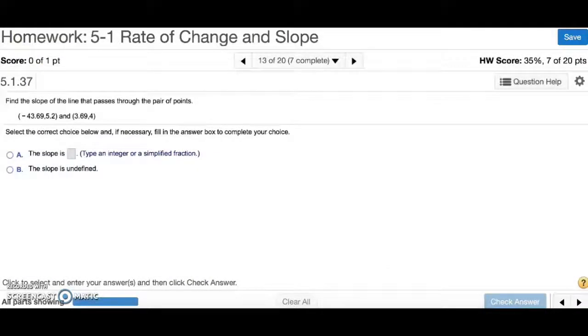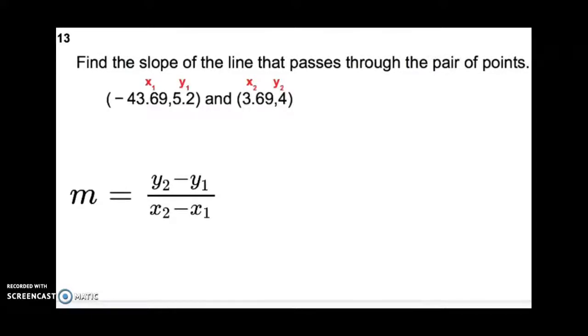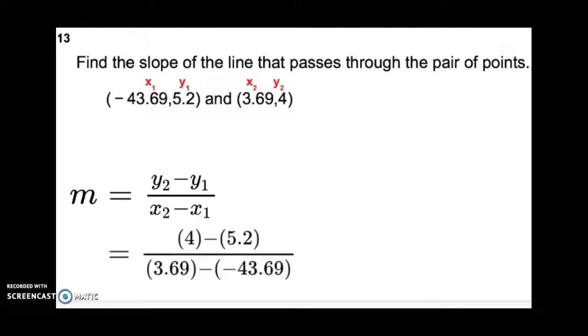13. Find the slope of the line that passes through the pair of points. So let's take a look at it. Write my slope formula and identify x1 and y1 and x2 and y2, and then substitute in. I'd like to point out, I like to use parentheses for this reason here so I don't miss a sign. Okay, so now I do my subtracting. At the bottom it becomes adding. Now I'll get negative 1.2 over 47.38.